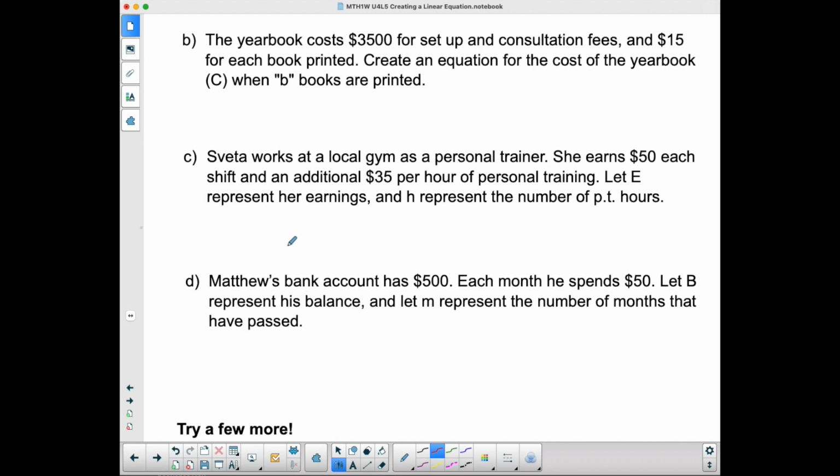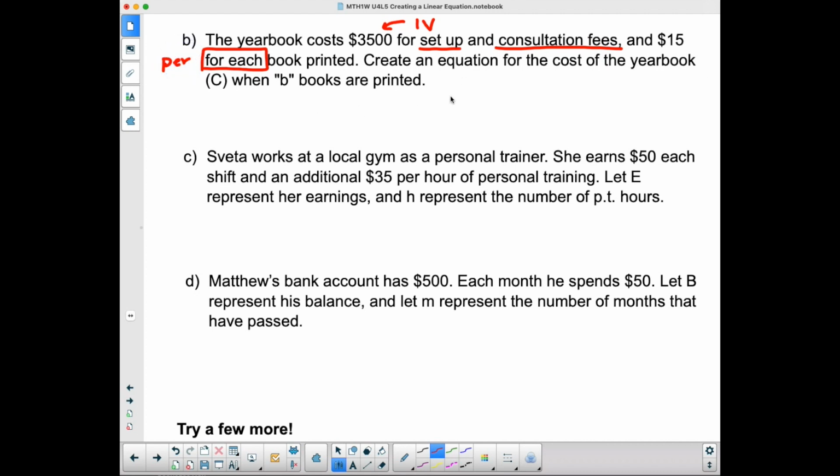The yearbook costs $3,500 for setup and consultation fees. So there's the beginning cost. This is where we're looking for setup fees or consultation fees. This is a beginning cost. That's our initial value. And $15 for each. There's those words. Those "for each" is another way of saying per book printed.